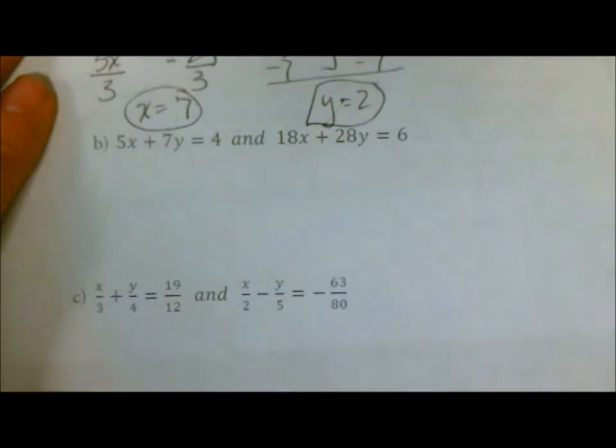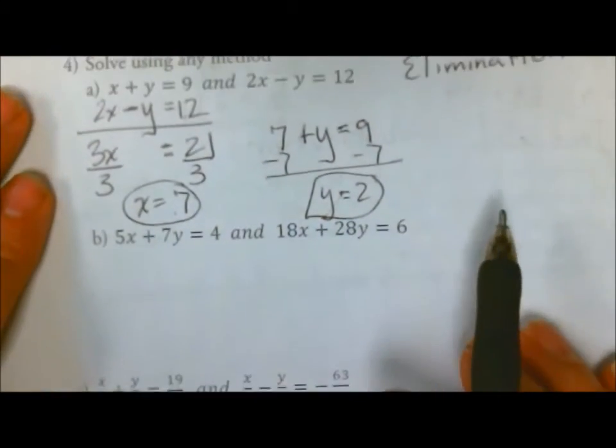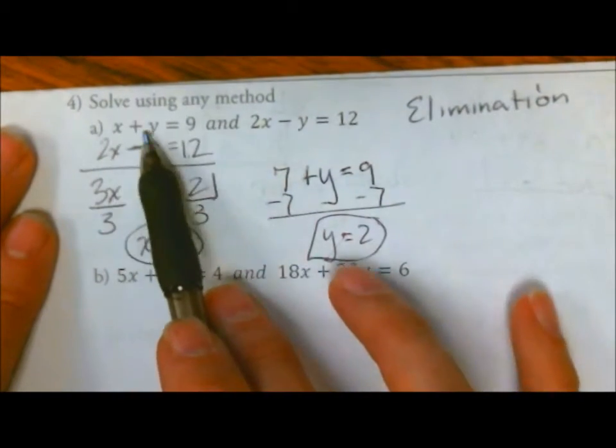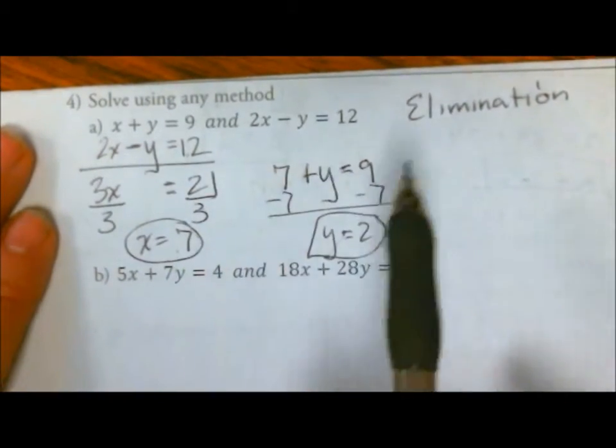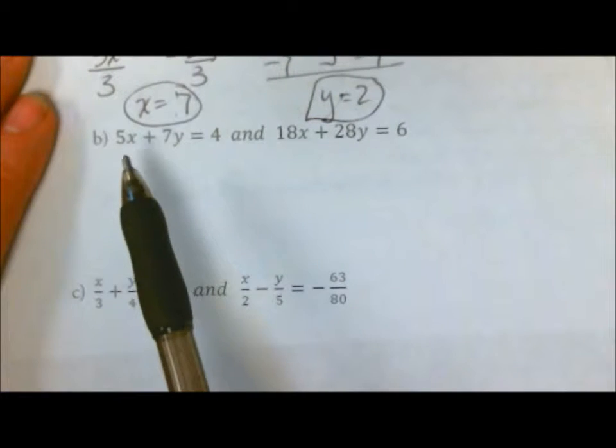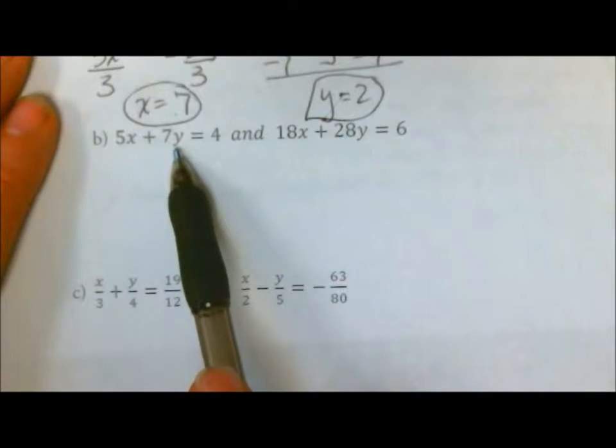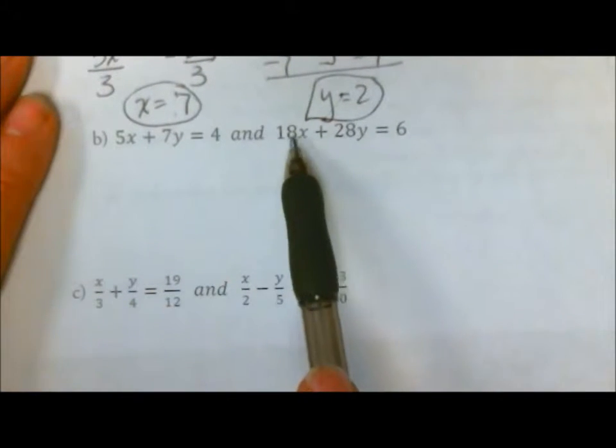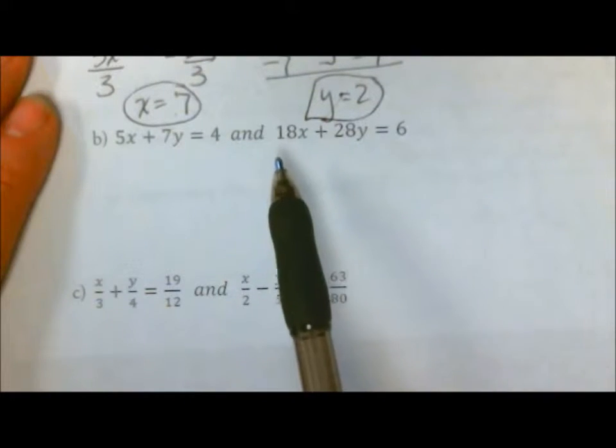Well, that wasn't too bad. Let's look at another one. This one we had x plus y is 9, 2x minus y is 12. Let's look at this one. 5x plus 7y equals 4, and 18x plus 28y is 6.